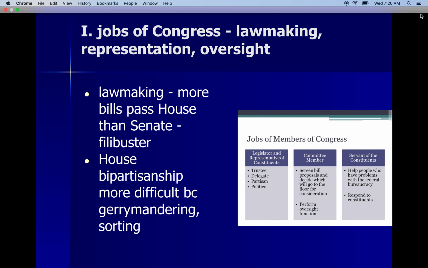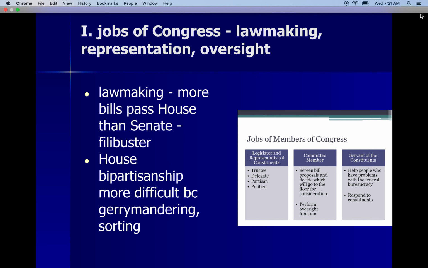Representing their constituents, serving their constituents, and that to me is the thing that we know the least, and maybe it's just really important. And so they do things for us. You can call your congressman, and they'll do favors for you, help you out. Your congressman will write you a letter of recommendation to college. And then oversight. So the impeachment was oversight. Oversight is when Congress kind of investigates things going wrong with the government. So, if the president's done something wrong, impeachment is oversight.